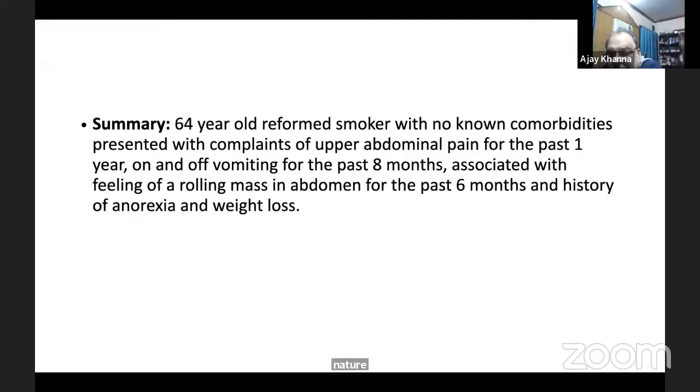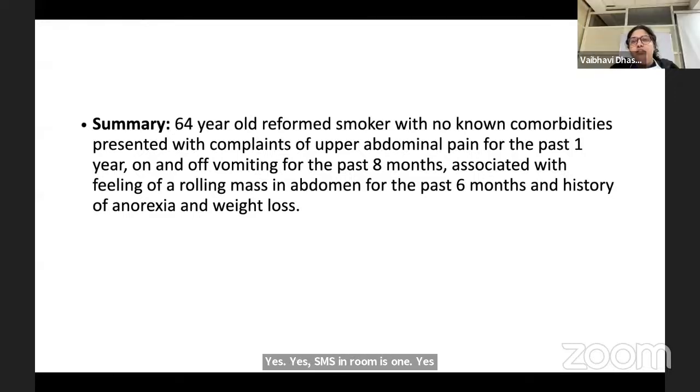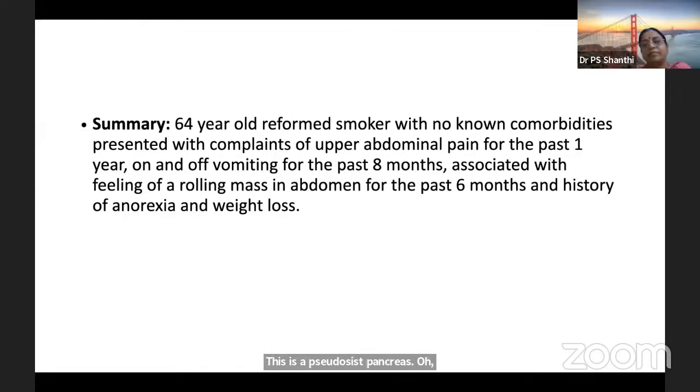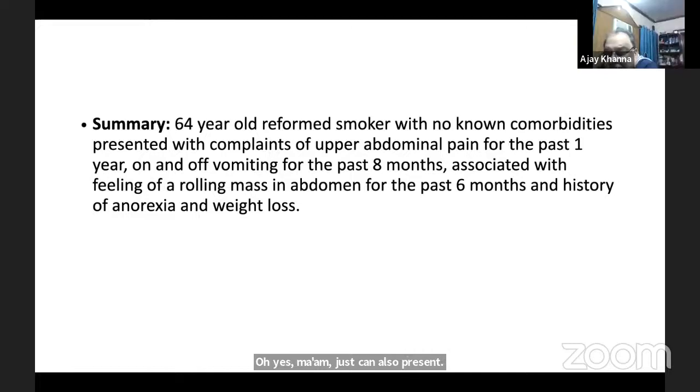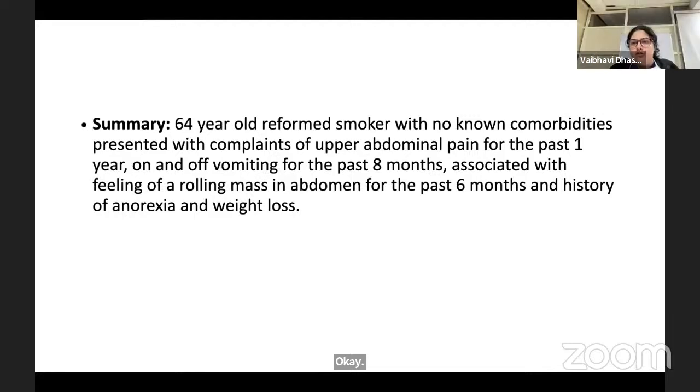So what are the causes of infraampullary obstruction of the duodenum? Sir, SMA syndrome. Yes, SMA syndrome is one. Any other mass? Pseudocyst pancreas, carcinoma head of pancreas, and carcinoma of the duodenum. Have you ever heard of GIST? Yes, ma'am. GIST can also present. Tuberculosis? Yes, tuberculosis as well.